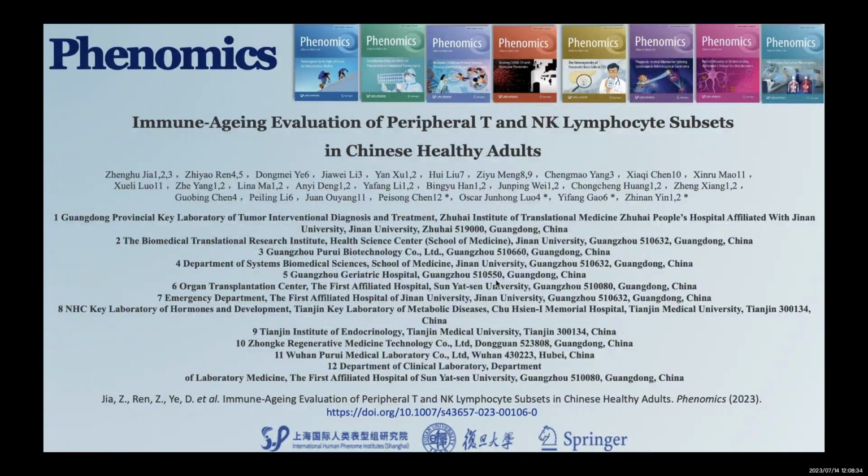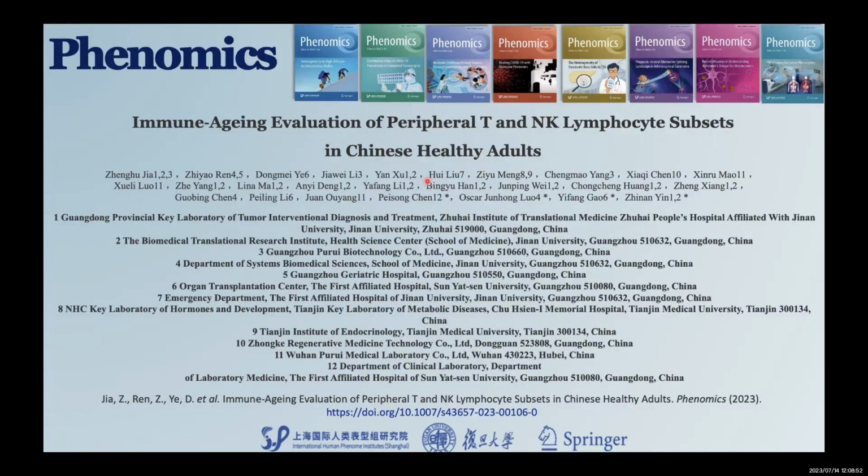It is my great honor to introduce our recent publication published in Phenomics. The title is Immune Aging Evaluation of Peripheral T and NK Lymphocyte Subsets in Chinese Healthy Adults.